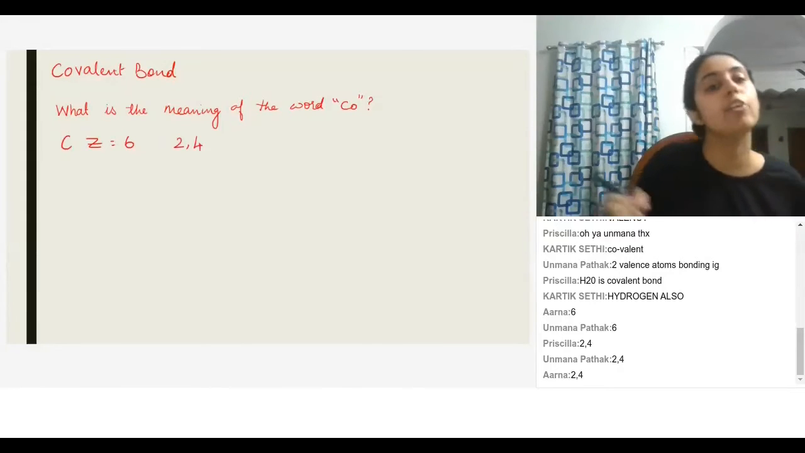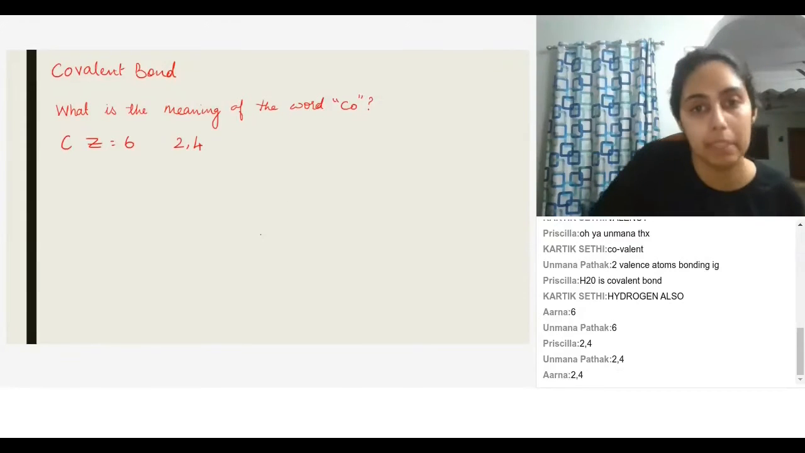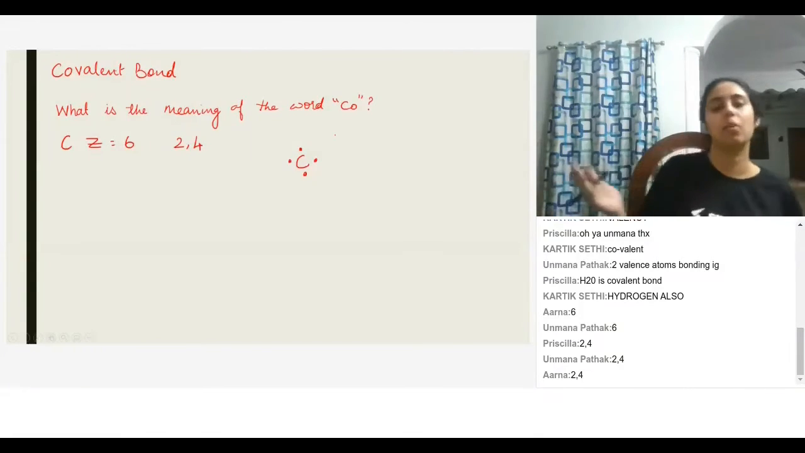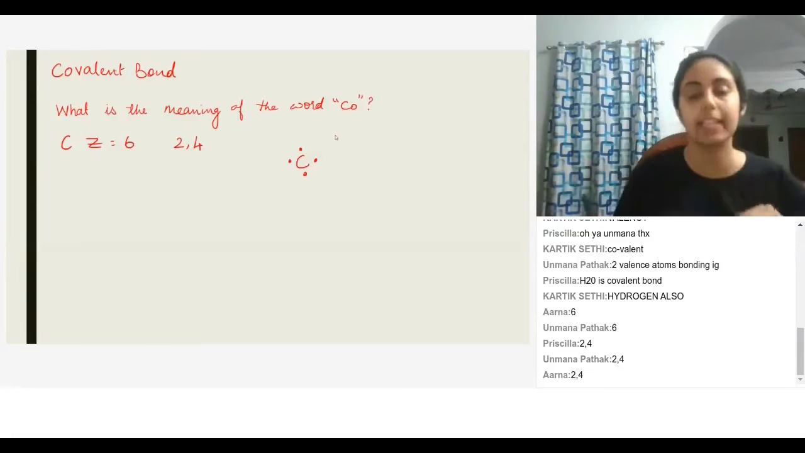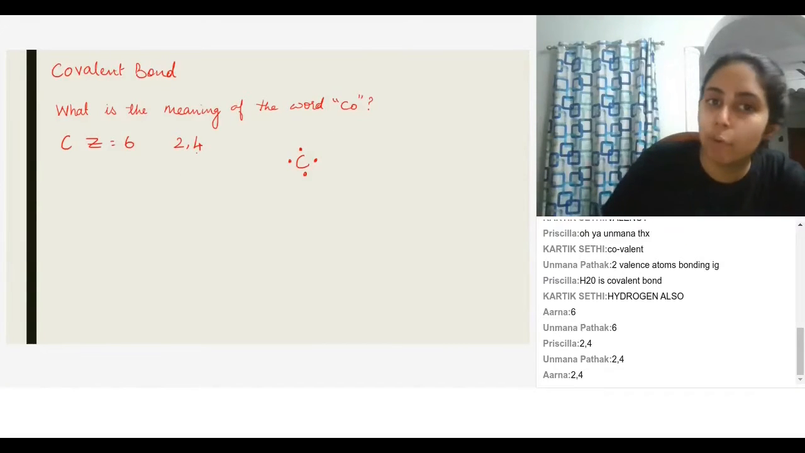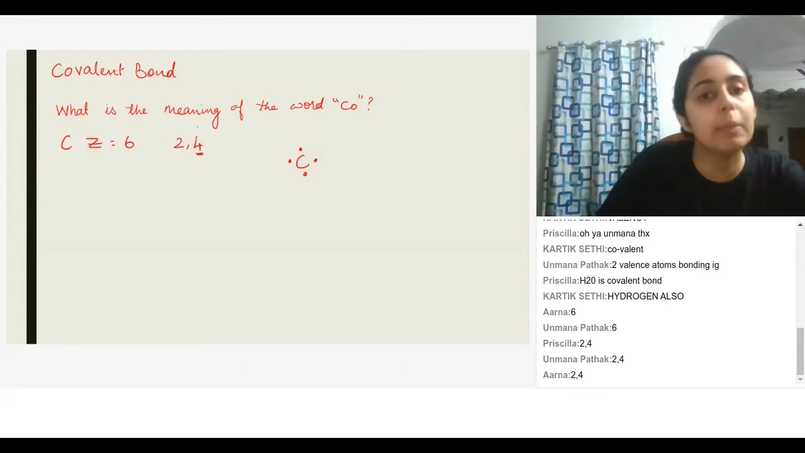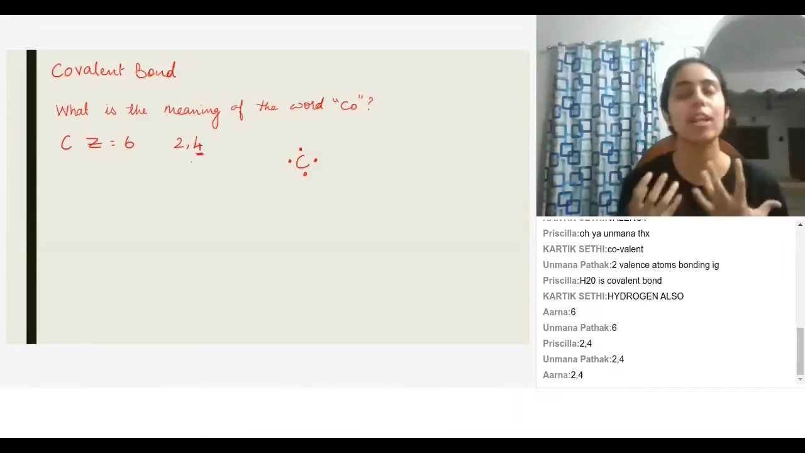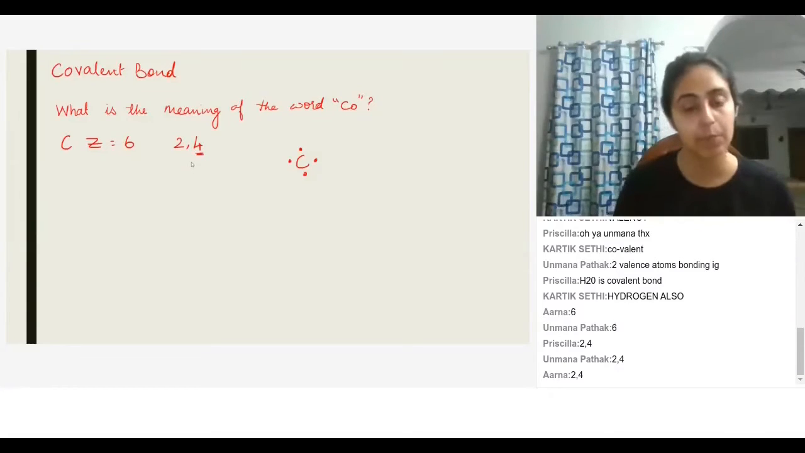Now if I draw the Lewis dot structure of carbon, it's going to look something like this. 1, 2, 3, 4. I can draw these dots wherever I want, so I just chose to draw it like this. Now, I know that carbon needs 4 more electrons to complete its octet configuration.